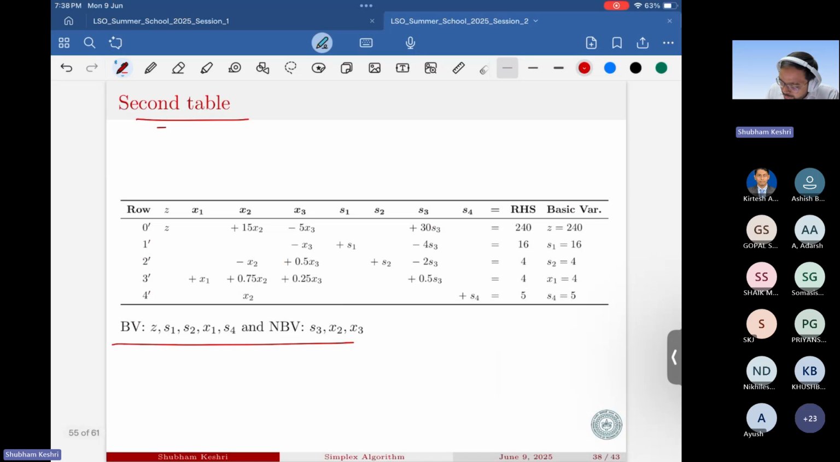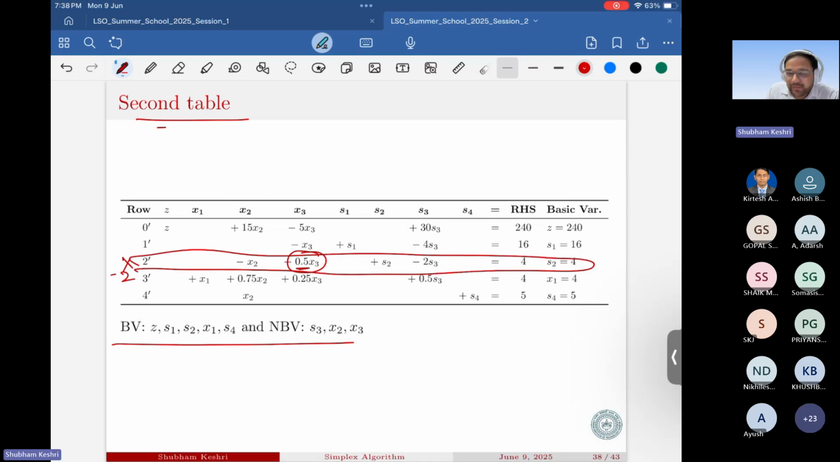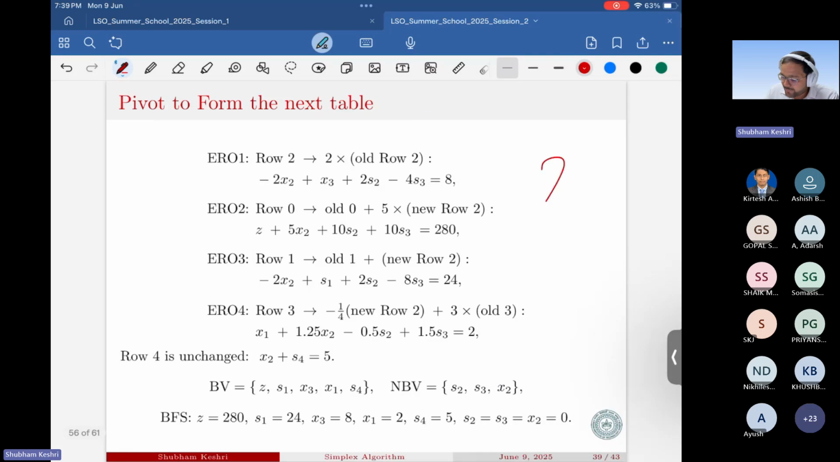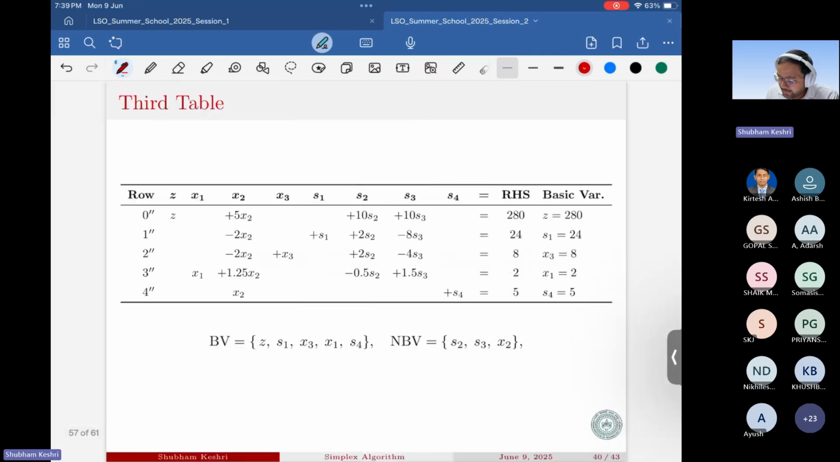So in row 2, you make this as 1. How will you make it? Over here, you multiply it by minus 0.5. Sorry, minus 2. You multiply the whole row by minus 2. This will become 1 and then make the others 0. Just do the same elementary row operations which I have written over here, and then you will obtain this new tableau.